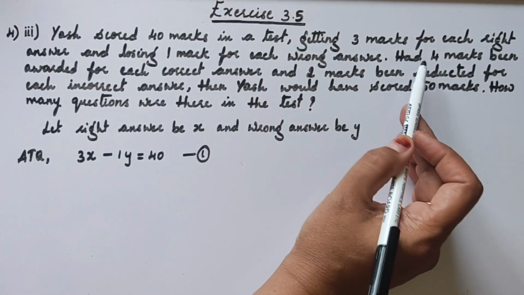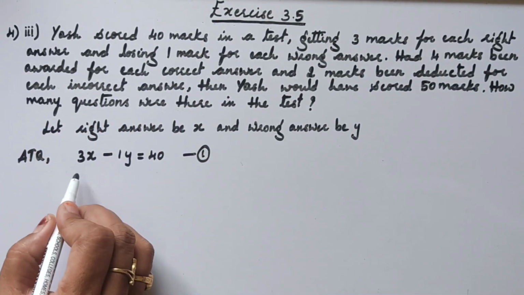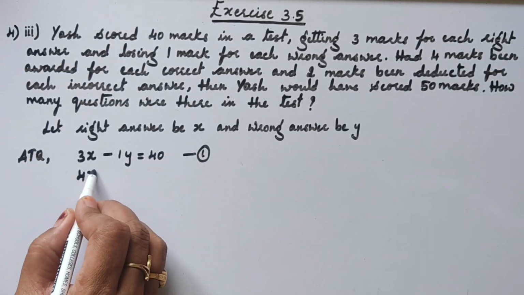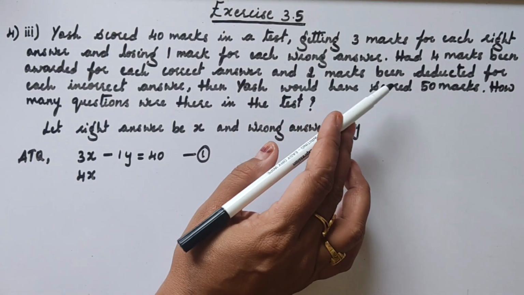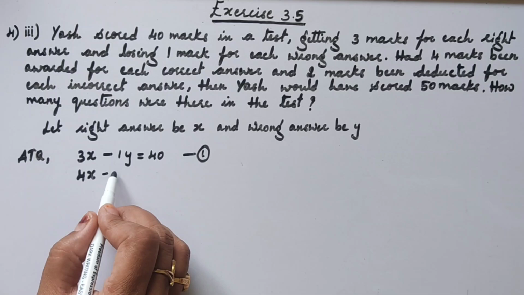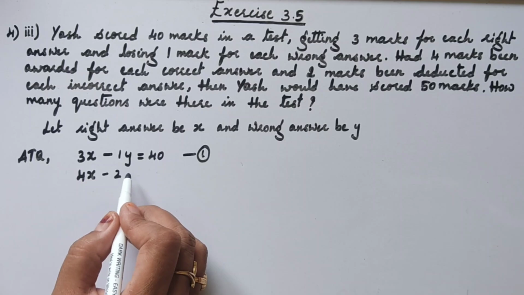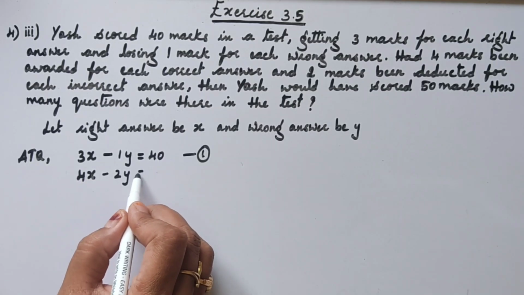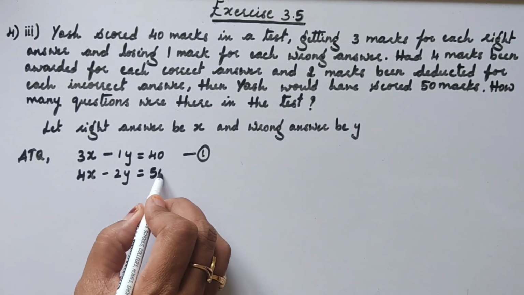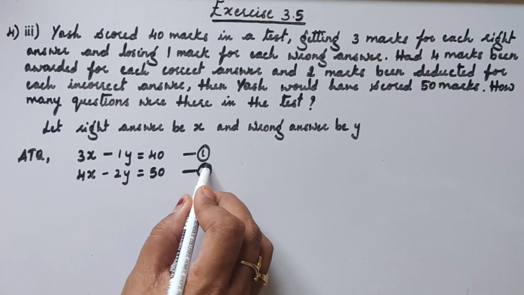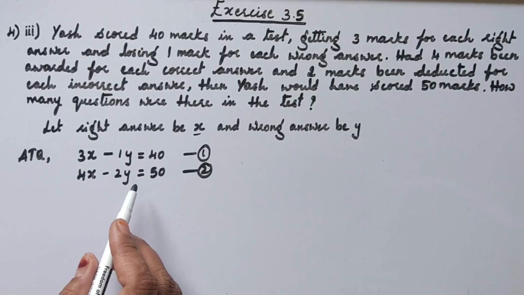Had 4 marks been awarded for each correct answer, x, and 2 marks been deducted for each incorrect answer, that is the wrong answer, then Ash would have scored 50 marks. This is equation 2. Is this clear, students? Okay, now let us solve equations 1 and 2.